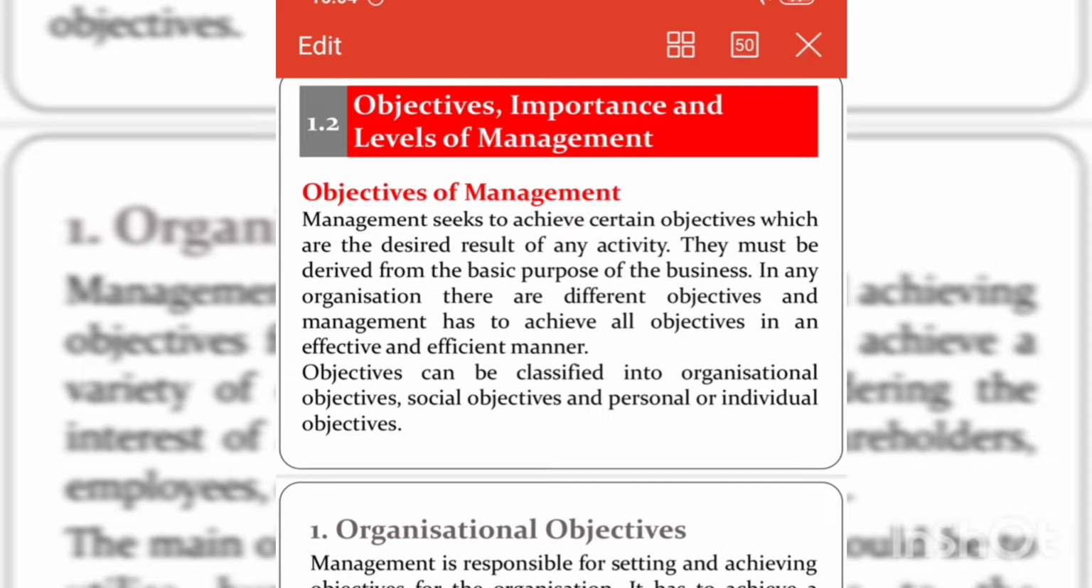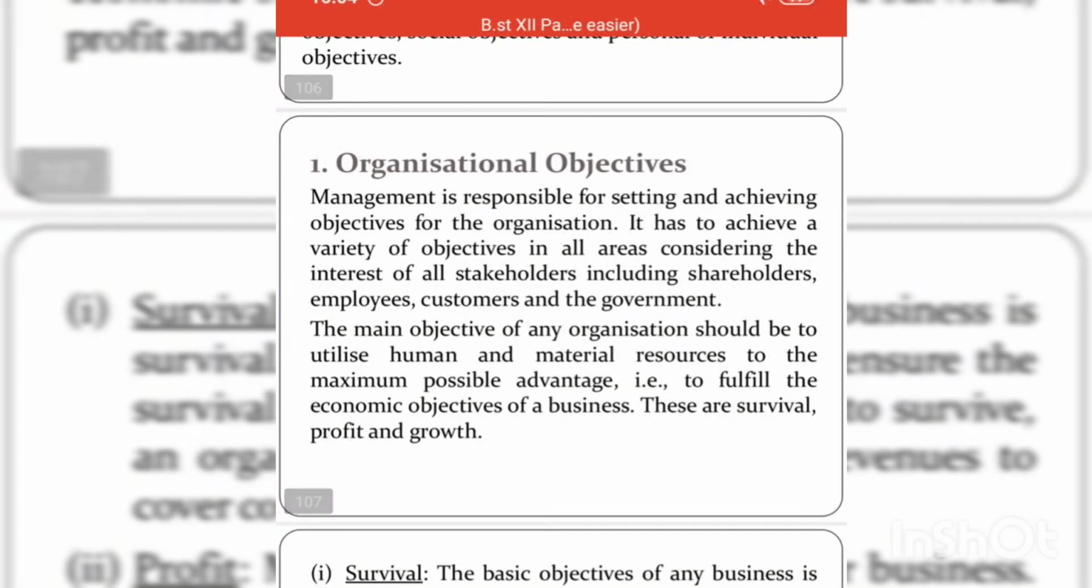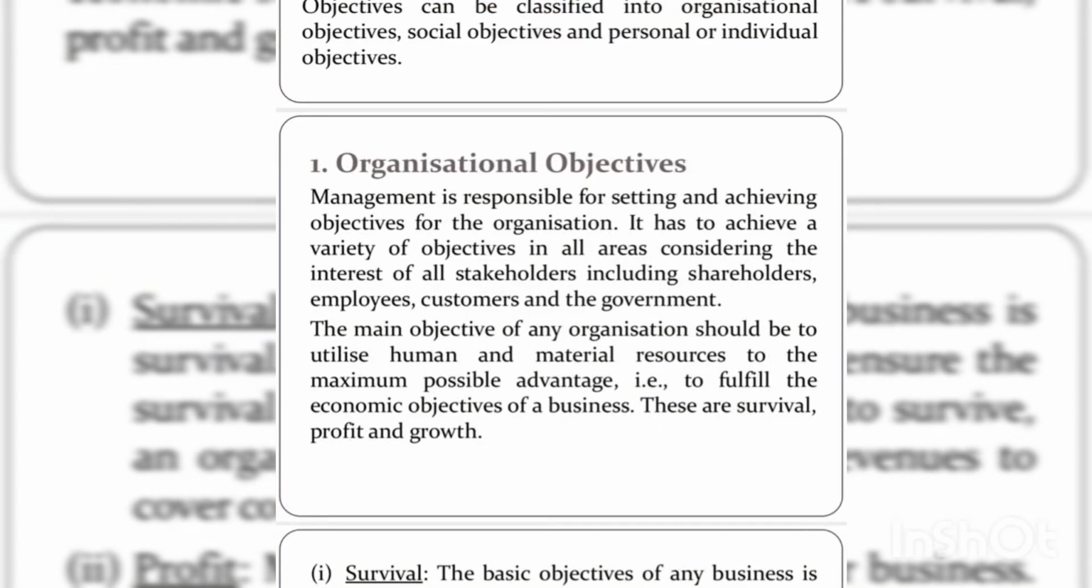In any organization, there are different objectives and management has to achieve all the objectives in an effective and efficient manner. They are classified into three categories: organizational, personal, and social. Starting with the organizational objectives, these are the main objectives which are needed to achieve the economic goals of the organization. They are basically responsible for setting and achieving the objectives of the organization.